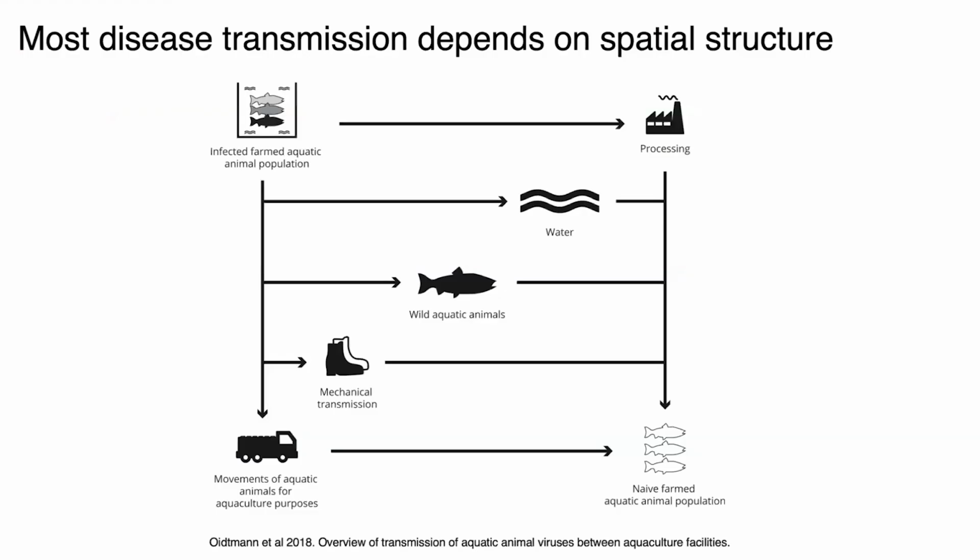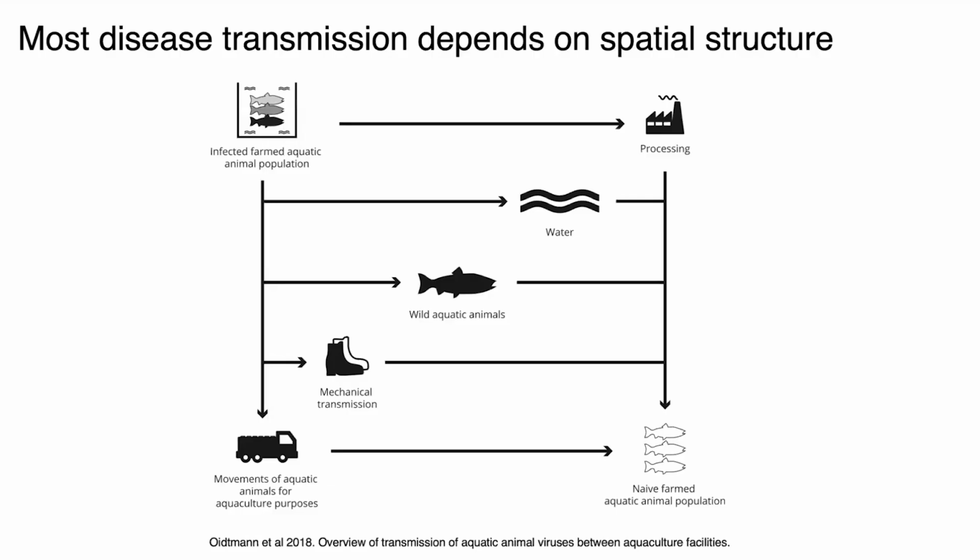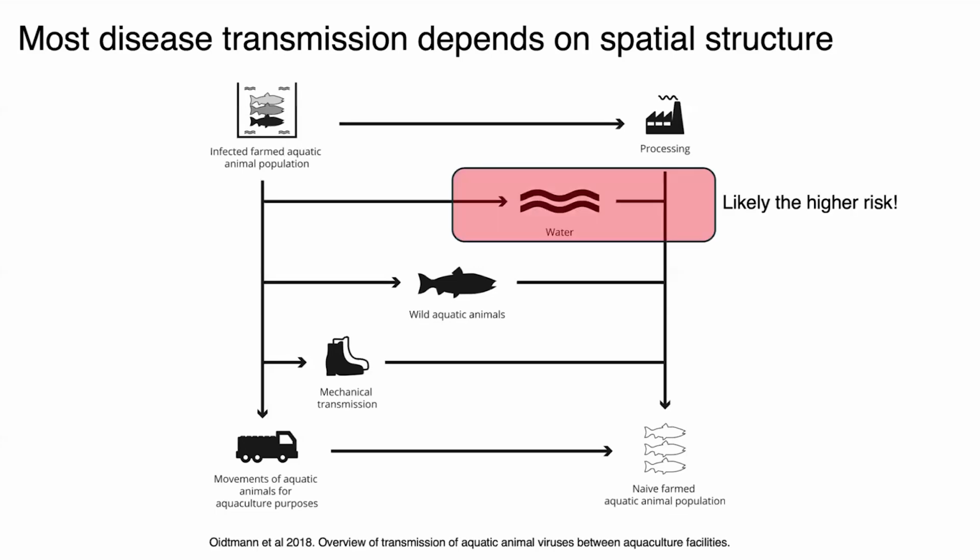Most disease transmission depends on the spatial structure. This is work from Birgit in Norway, and she described the different ways that farms of a population of fish can be infected: primarily by water and processing plants, wild animals, mechanical transmission, for example, shared equipment or personnel that move between farms, and movement of aquatic animals, which also brings another aspect of spatial epidemiology, which is network analysis, for instance. But here, water is likely the highest risk by most.